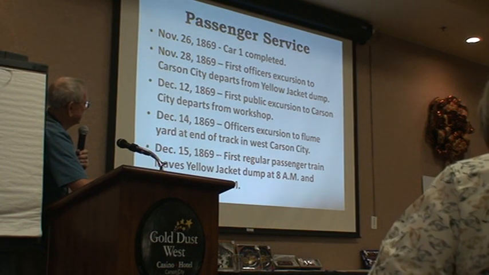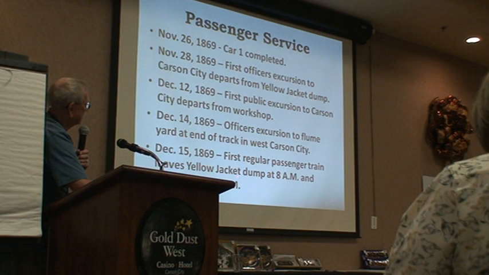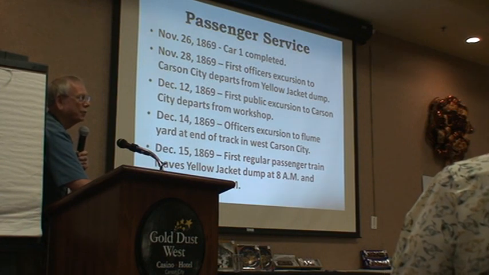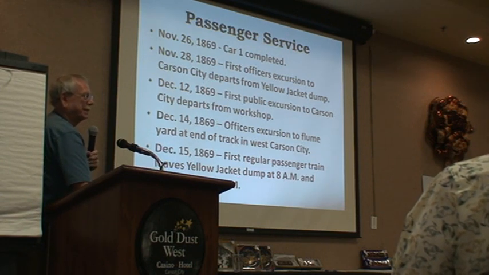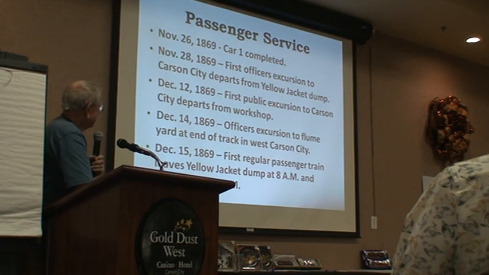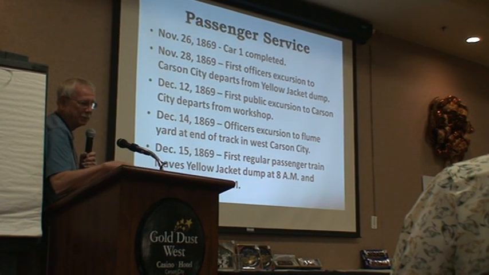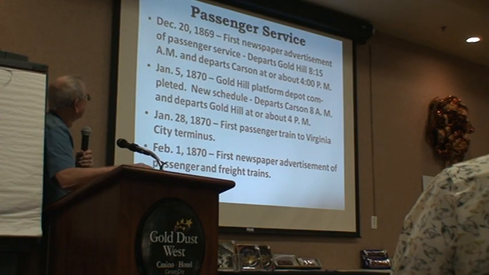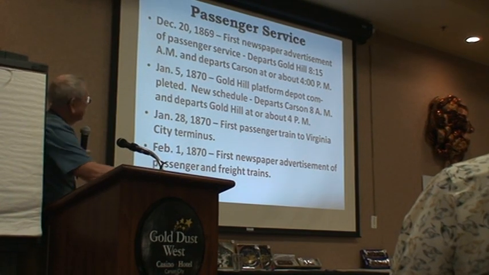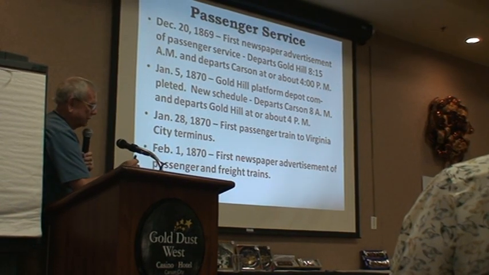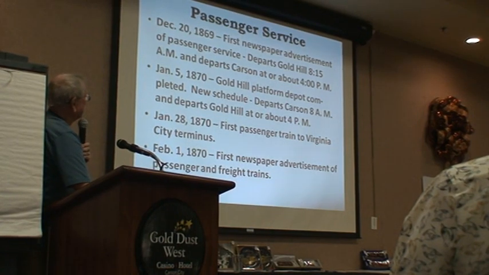December 15th, they had the first regular passenger train leaving the Yellow Jacket dump. What a wonderful place to get on a train if you're a woman in a skirt. And that would go down at 8 a.m. and come back about 4 p.m. There was no definite return time in the newspaper. Okay, December 20th was the first newspaper advertisement where anybody knew what the railroad was doing officially.